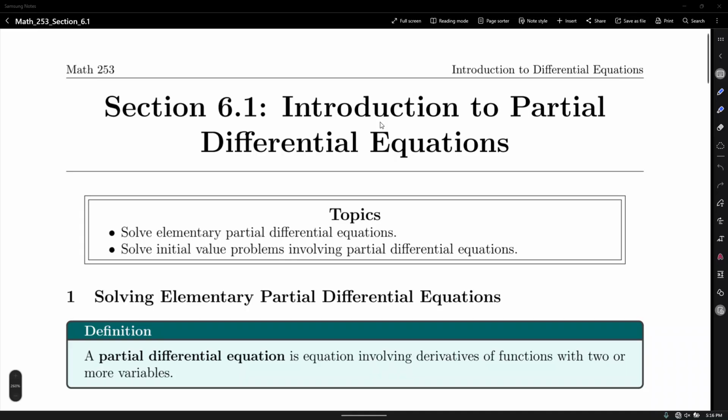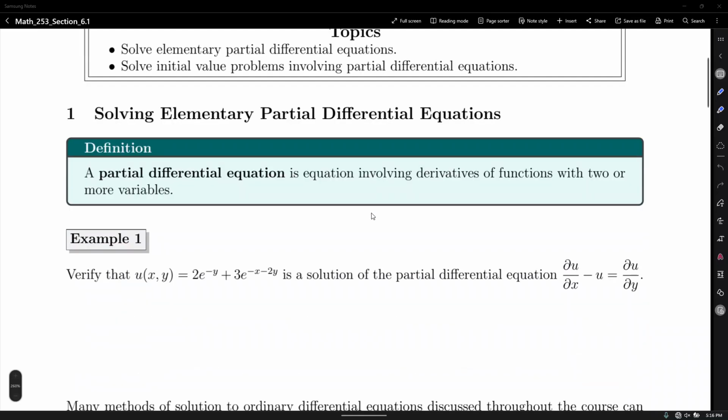Well, first of all, let's define what a partial differential equation is. That is an equation involving derivatives of functions with two or more variables. That's why this requires some partial derivatives.